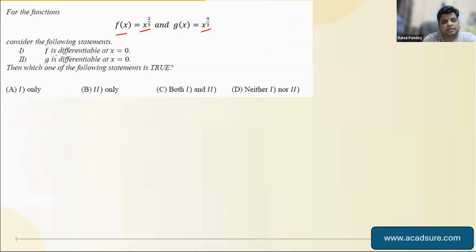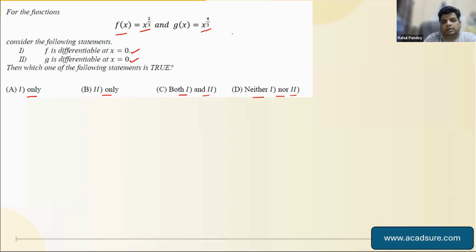First one is f is differentiable at x = 0. Second is g is differentiable at x = 0. Then which one of the following statements is true? One only, two only, both one and two are correct, or neither one nor two is correct.